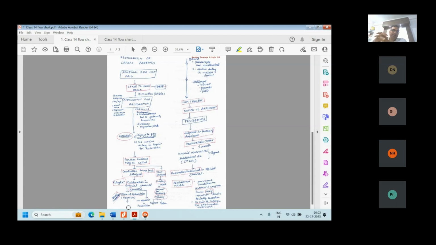Now, within 2 months, if anyone is interested in your patent, he will file under Form 40 and oppose it. So again, remember the entire procedure of opposition will follow here, that he will give you a notice.